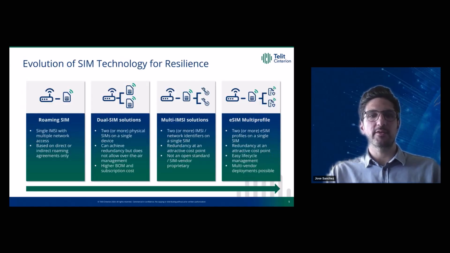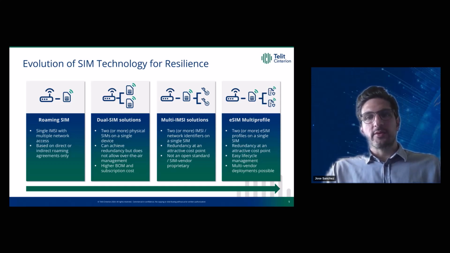Now let's look at how SIM technology has evolved in order to help implementers provide resilience for their applications. So we've said it a couple of times earlier today. Roaming SIMs allow access to multiple networks on a single IMSI or a single identity. This is based on direct or indirect roaming agreements, either through IMSI donors who are aggregators of contracts or agreements with operators worldwide, or indirect operator agreements with operators worldwide.